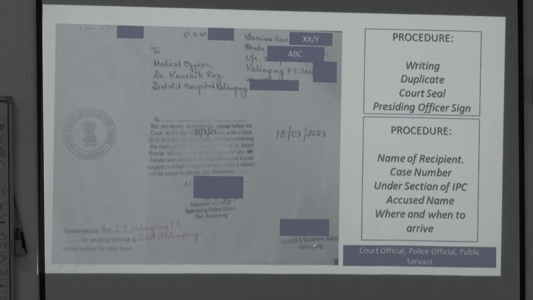So this will have a sign of the presiding officer. In this case, district and session judge, Kalimpur. I used to work in Kalimpur for 3 years. And this will have the seal of the district court of Kalimpur. Here you will find specific date, address, specific time, 10 o'clock. It is mentioned as 10 o'clock. So what will you get? You will get a name, case number. Here you will have section, case number.